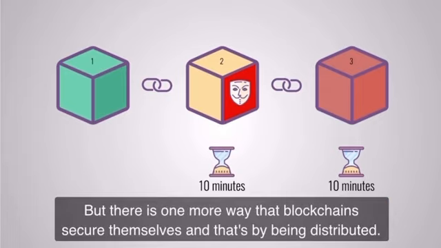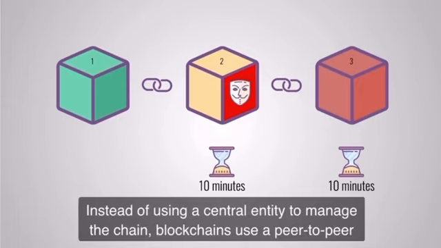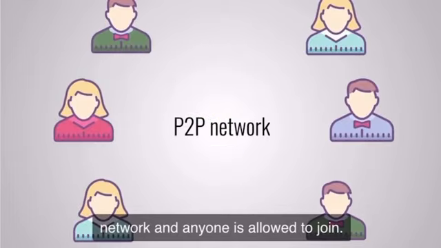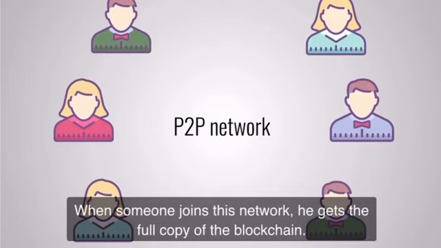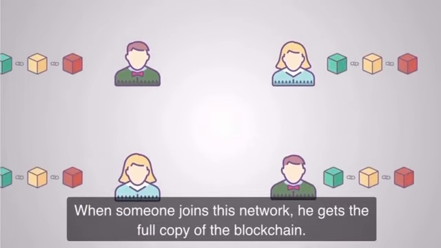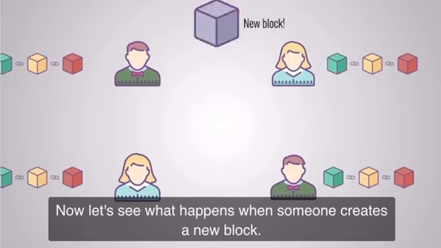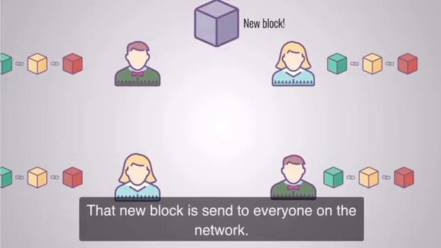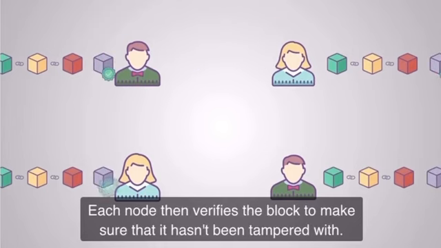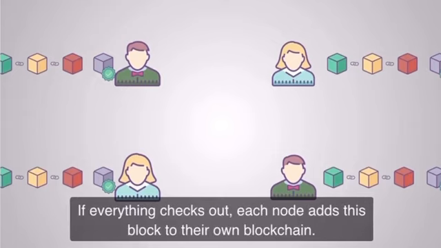But there is one more way that blockchains secure themselves, and that is by being distributed. Instead of using a central entity to manage the chain, blockchains use a peer-to-peer network and everyone is allowed to join. When someone joins this network, he gets a full copy of the blockchain. The node can use this to verify that everything is still in order. Now, let's see what happens when someone creates a new block. That block is sent to everyone on the network. Each node then verifies the block to make sure that it hasn't been tampered with. And if everything checks out, each node adds this block to their own blockchain.